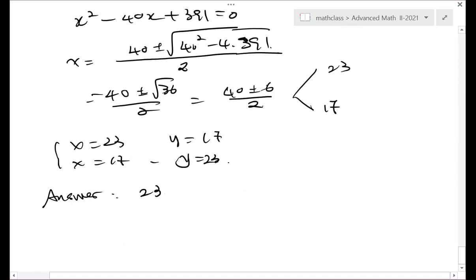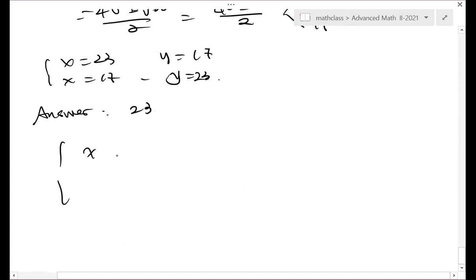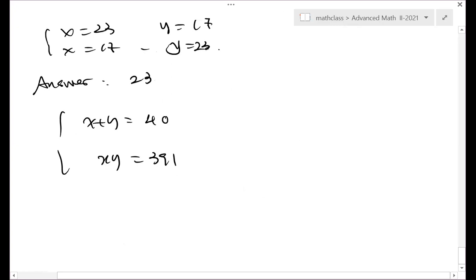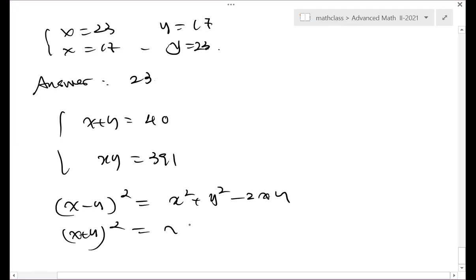Okay, now there's another way to solve the problem. x plus y is 40, x times y is 391. Okay, so you can use this identity. Okay, you can also use this identity. Okay, which one is more useful?